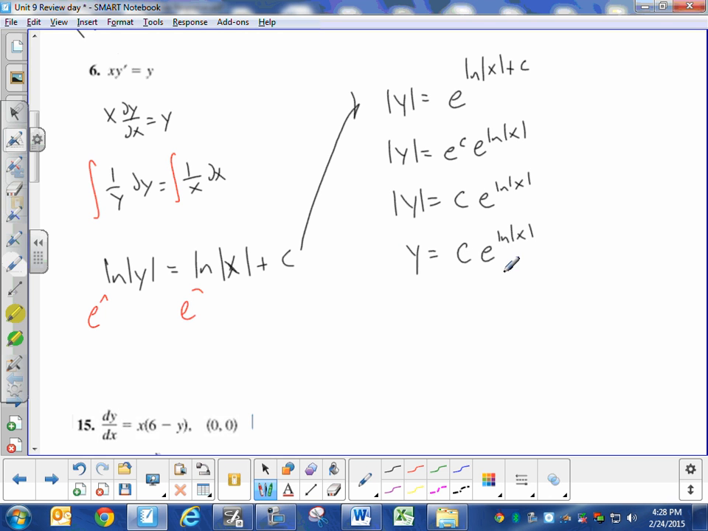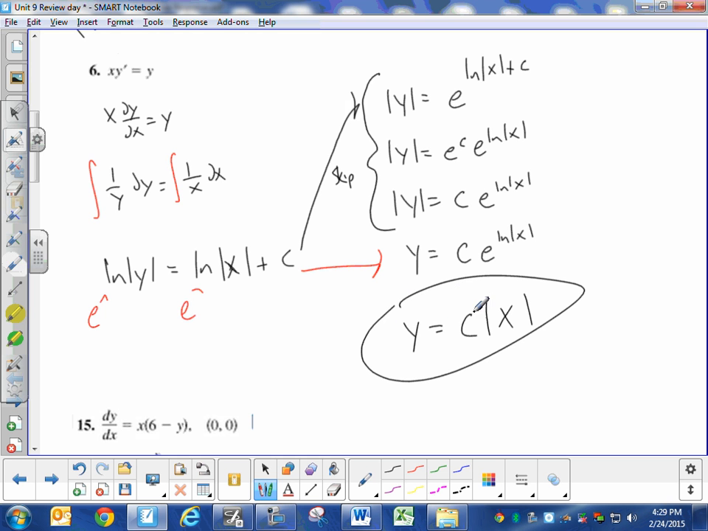And, of course, we can skip these steps in the future. We can even skip the first step, we can go straight from here to here as long as we know what's going on. And the last step would be to simplify that e to the log x. Okay, so it turns out something as simple as a constant times the absolute value of x will satisfy this differential equation.